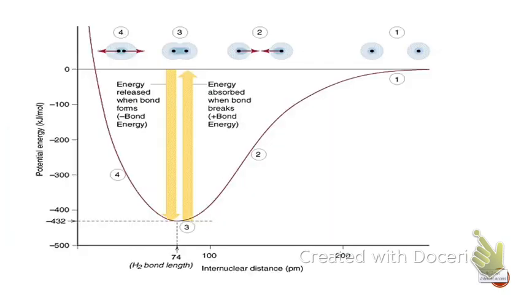So here's a visual of what exactly a bond is, and it's when the optimum distance is reached between two atoms to minimize that potential energy. Okay, so energy is released when the bond forms, but it is absorbed in order to break the bond. You've got to put energy into the system to break it.